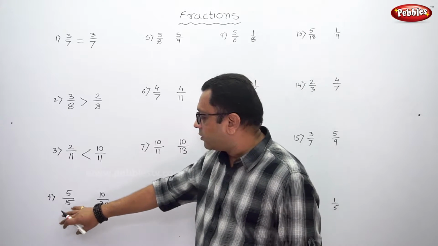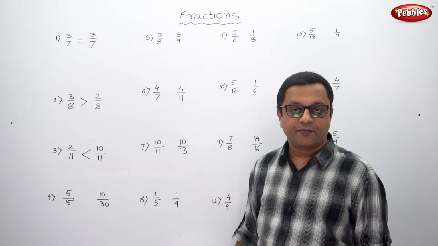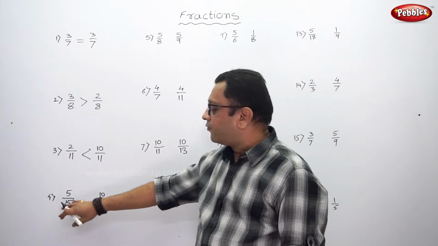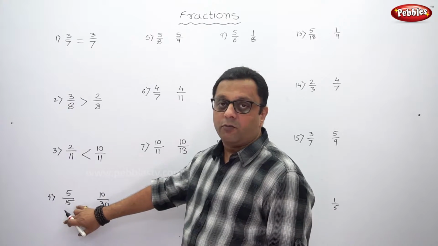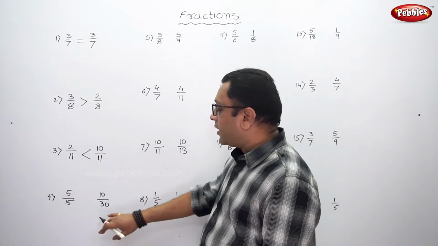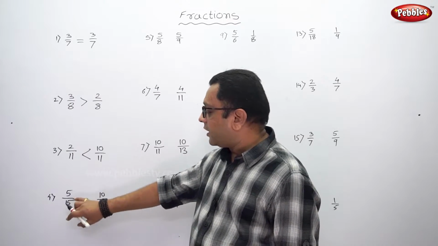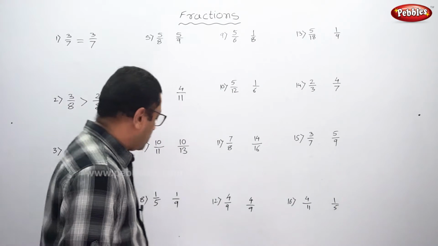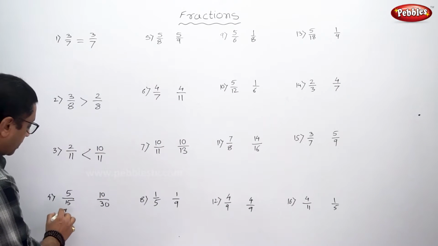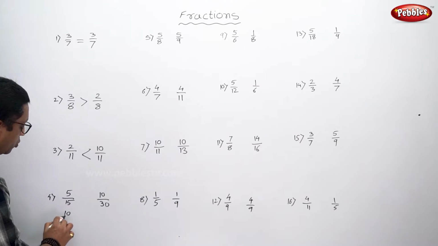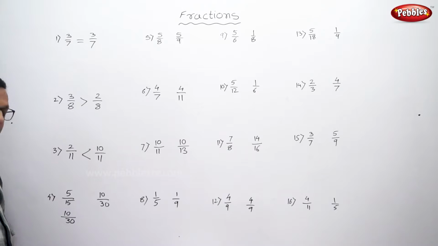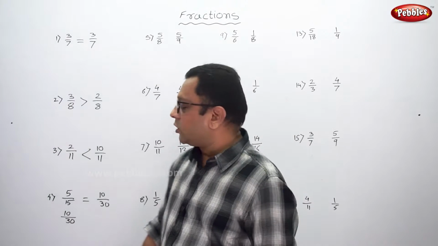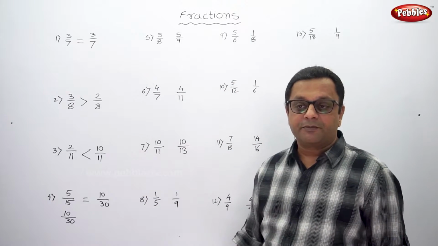Here numerator and denominator, nothing is the same. For example 30, the 15 is also a multiple of 30. I will multiply this fraction both by 2 to make it an equivalent fraction, that is 10 upon 30. So this number is nothing but multiplied by 2 on numerator and denominator, it is 10 by 30, and here it is also 10 by 30. So my sign will be equal to sign because both the numbers are same.